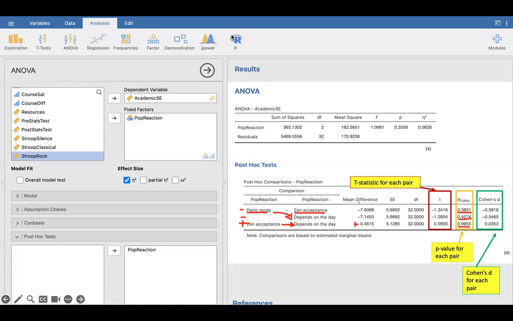So that's all I have for this video. In the next one, I'm going to go ahead and go through how to write this out in APA style.